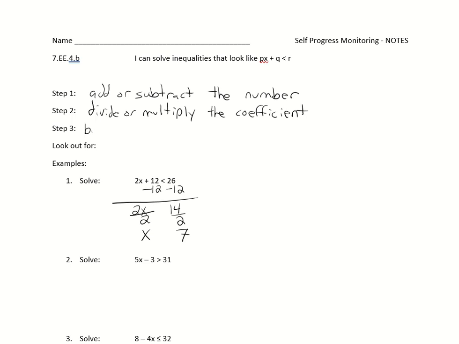Step 3, we are going to bring down the inequality. However, there is something to look out for. Please look out for multiplying or dividing by a negative. If we do that, we are swapping the whole inequality around and we're going to have to reverse the inequality. This one we didn't. We divided by a positive 2.